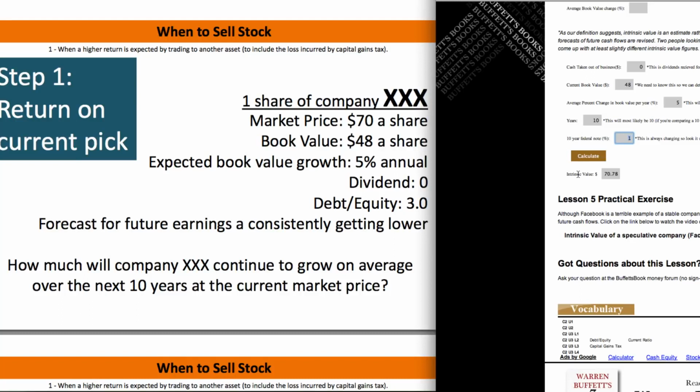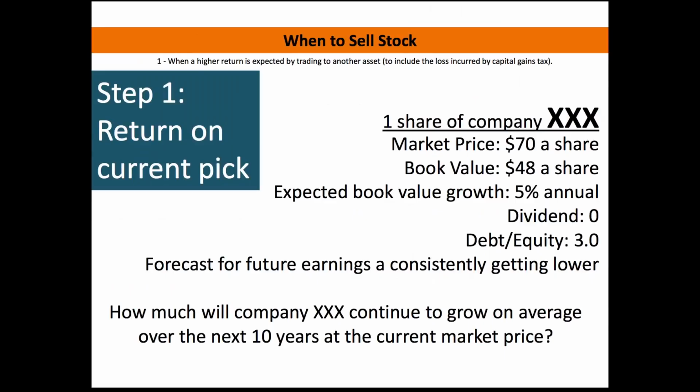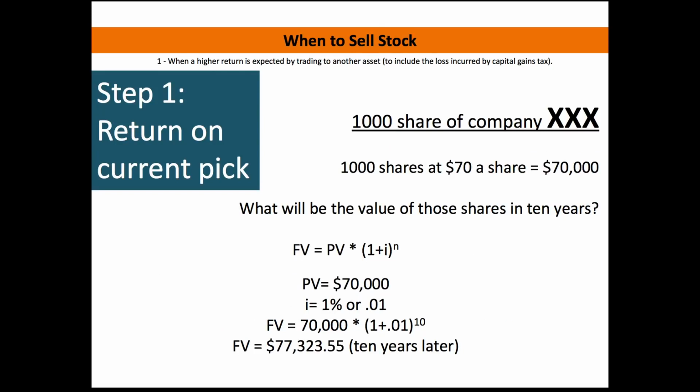That's something that you're definitely going to want to try to move out of if you have an asset like that. So to answer our question on the bottom, we're going to make a 1% return annually over the next 10 years. Okay, so how much would that 1% turn into with our current investment? We know we have 1,000 shares of company XXX, and when we take 1,000 shares times the $70 a share, it's worth $70,000 right now.